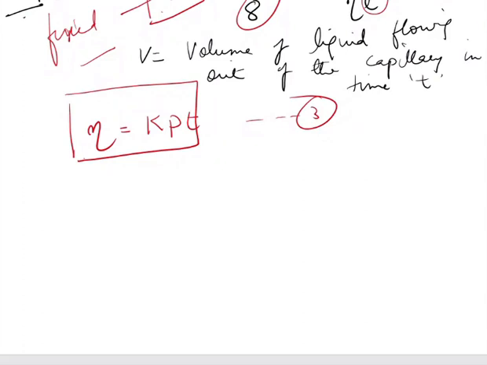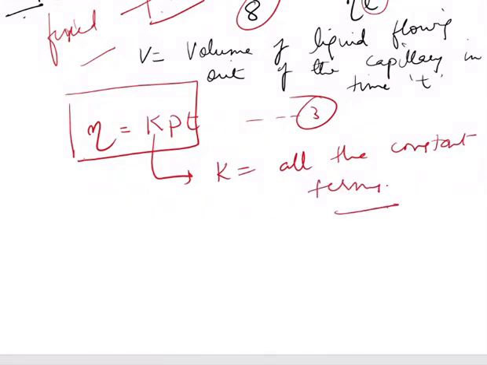So this is equation 3 which you get, and this K includes all the constant terms. So it can be a modified equation from the Poiseuille equation, or it can be a reduced equation also. All the constant terms are included, class. Now this equation 3, which we use in the lab, is basically used for comparison between the coefficients of viscosities of two liquids when the same capillary tube is used and the volumes made to flow through it are also the same, class.